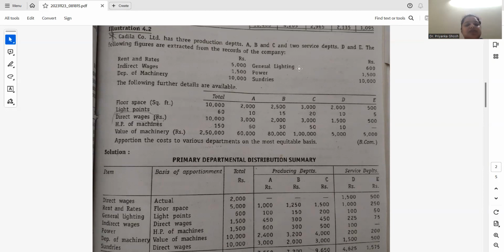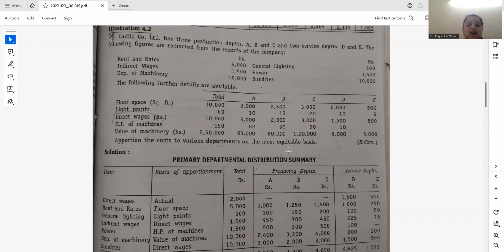General lighting we distribute based on the number of light points. Here two things are there: we can distribute based on the number of light points or the square feet or the area. If the question gives the details about the number of light points, we distribute general lighting based on the number of light points. Suppose the light points are not given, then our second choice will be the square feet or the floor space. Power we distribute on the HP of machines, and sundries we distribute based on the direct wages.